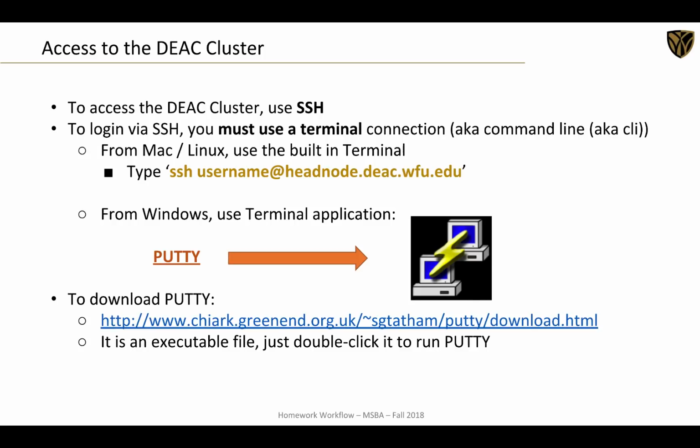From a Windows operating system, however, an application must be used. The application that the HPC team recommends is PuTTY. PuTTY is already installed on many Wake Forest computers, but it is very quick and easy to install yourself if not. Simply follow the link provided, download PuTTY, and double-click to load the executable. Since using PuTTY is a bit more cumbersome than using the terminal on a Mac or Linux, we're going to focus a bit more on PuTTY next.